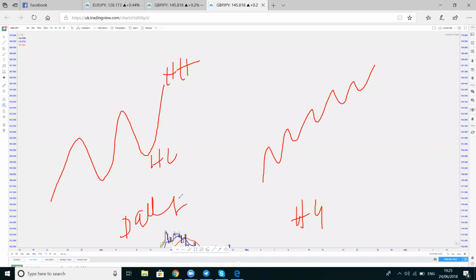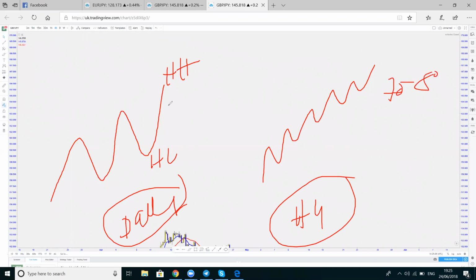Do you guys understand this, first of all? Yes, that will be the only difference. This might be 70 pips, 80 pips. That might be 200 pips. That's the only difference. Now, what should I do?